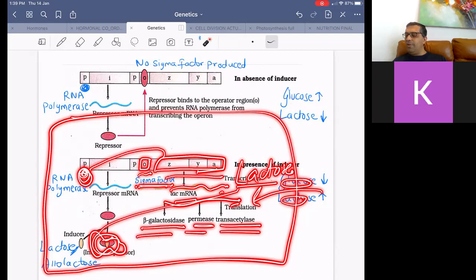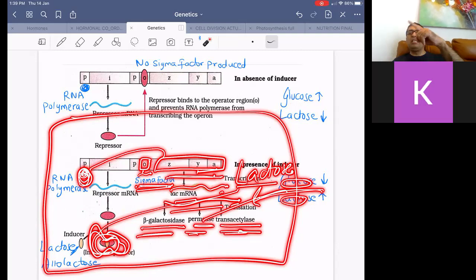transacetylase. Permease will allow more lactose to enter inside, and lactose will keep on binding to the repressor protein, and the operator will allow sigma factor to carry RNA polymerase from promoter gene to the structural gene, produce lac mRNA, more permease, more beta galactosidase, more transacetylase. तो ये एक विशियस साइकिल हो जाता है. परमियस की मदद से लैक्टोज सेल के अंदर आते रहता है.